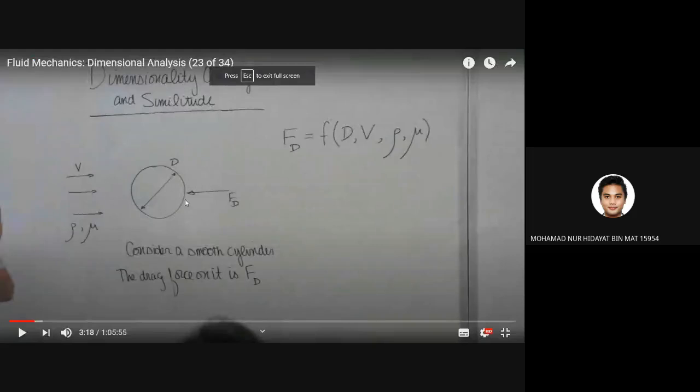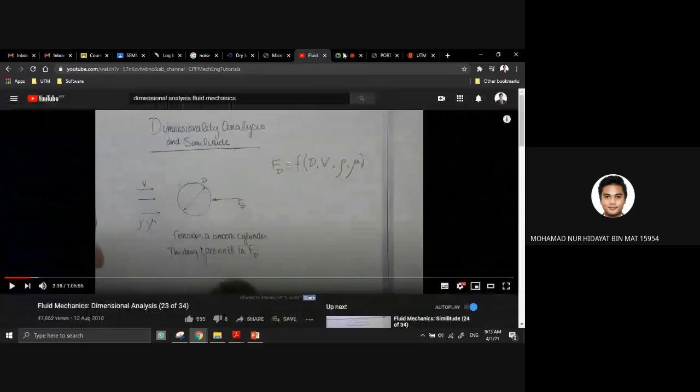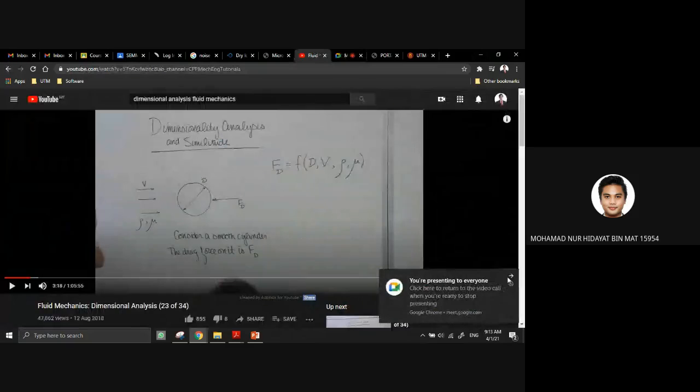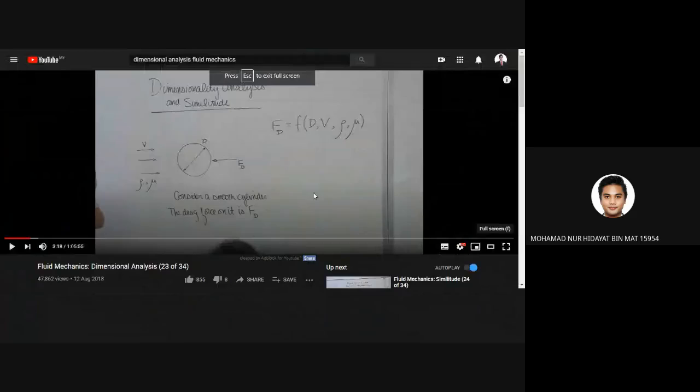All right. What we have here is the cylinder, and this is the flow from the left to the right. And then we have the drag force FD. Okay, we have the drag force FD.